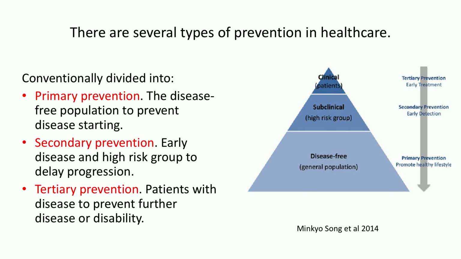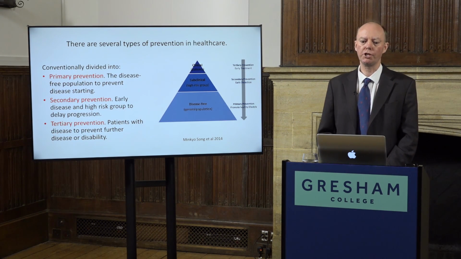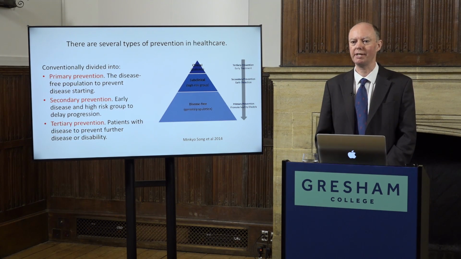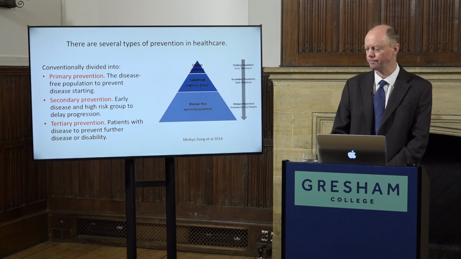Then you have secondary prevention, and this is something which is about largely trying to identify early disease or identify people who've got particularly high risks of disease. For example, they might have high cholesterol and high blood pressure as risks for cardiovascular disease, and then intervene to delay progression. And finally, you have tertiary prevention, when someone's got a significant disease. For example, they might have had a small stroke, and you want to make sure they don't go on to have a larger and more disabling one.